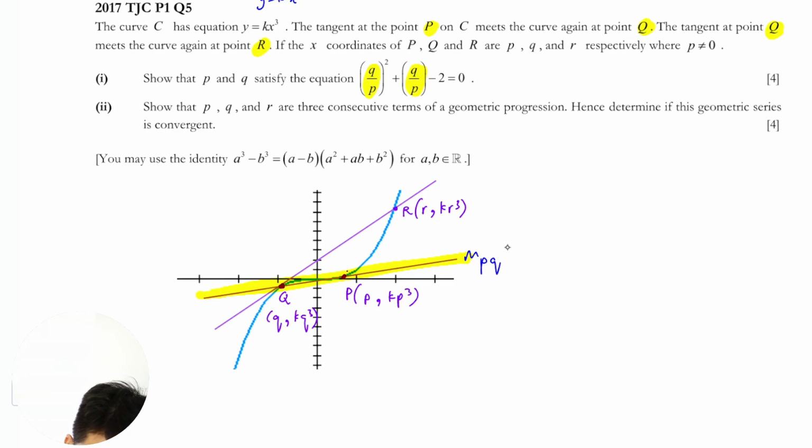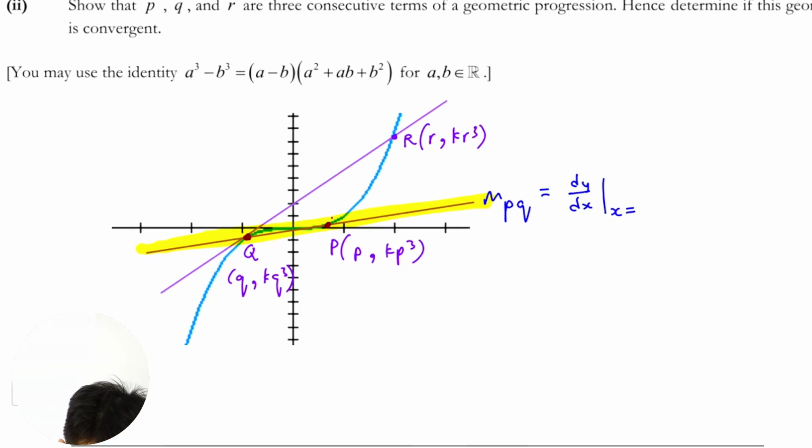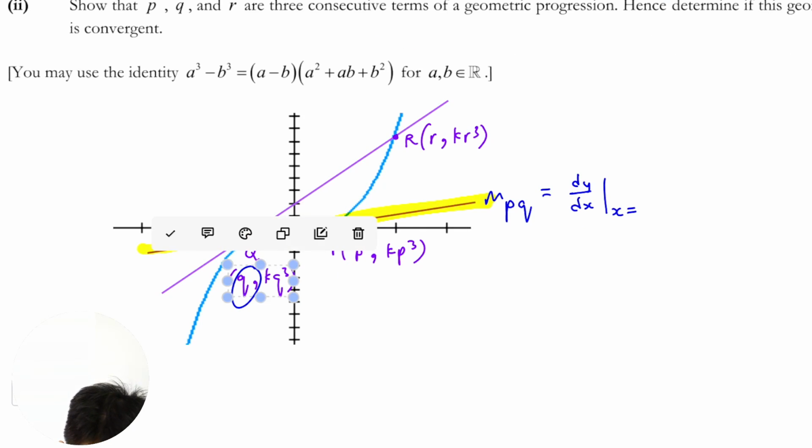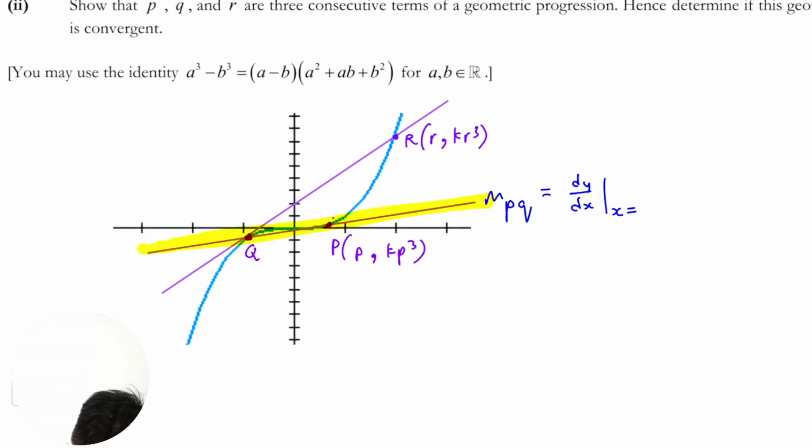m_PQ here is dy/dx when x equals p or q. The gradient, x equals to what? Which one? P or Q? The gradient at P. Yes, x equals p. So sometimes students get confused. They don't know which one to put. It's p because it's the gradient at P.